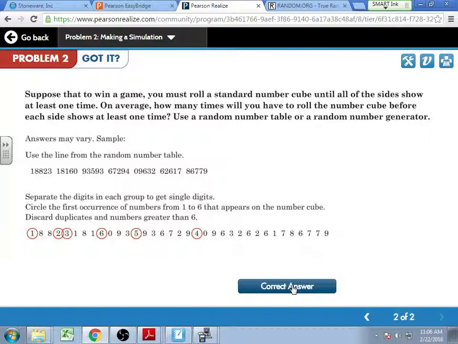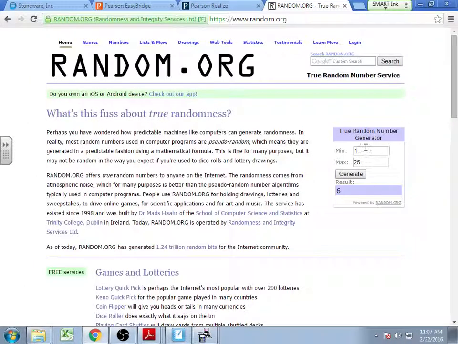So here's their series, and you can use random numbers of any number of digits. They did random 5-digit numbers. If we wanted to generate 5-digit numbers, I could go back to random.org and set my minimum to 10,000 and my max to 99,999.